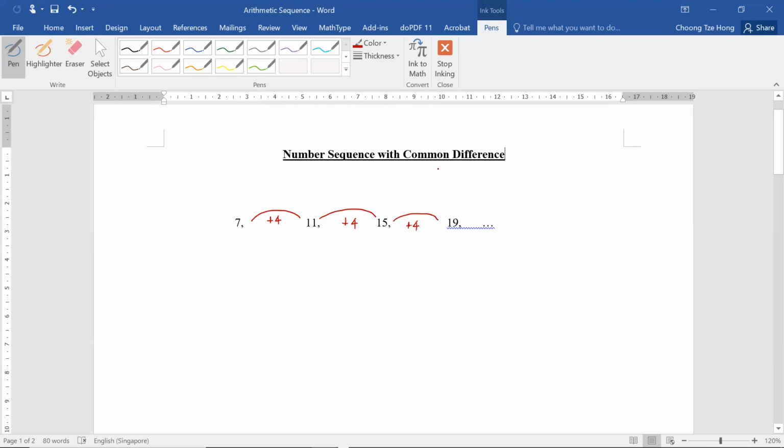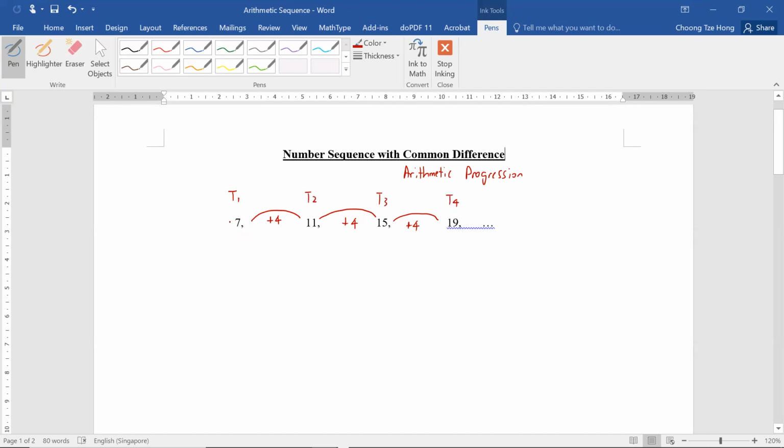There's actually a name for such a sequence. It is known as an arithmetic progression, or an arithmetic sequence, whereby you add a common difference to each term. So how do we break down each of these numbers? We'll call the first term term 1, this is term 2, term 3, and this is term 4.